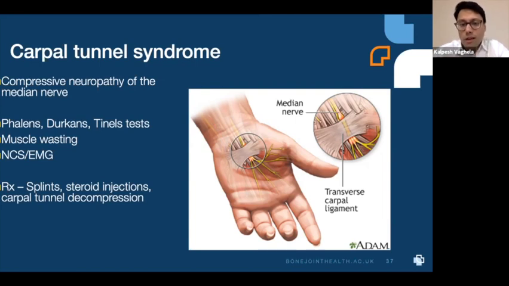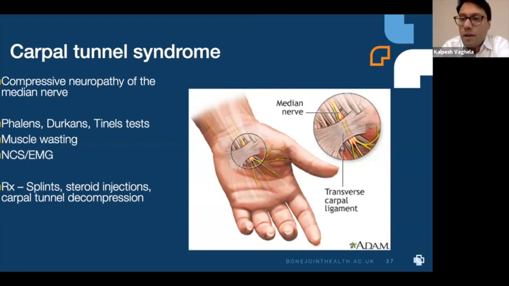However, if you see someone that's got atypical symptoms, such as numbness within the ulnar nerve distribution or any other things that make you think, well, this is not quite right, then I think EMG or nerve conduction studies will be very helpful in teasing out the diagnosis.